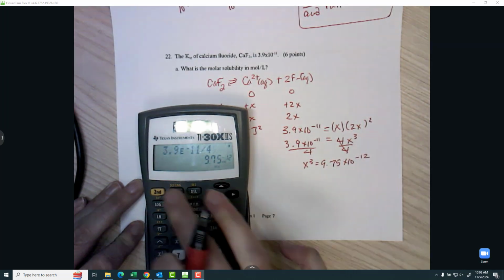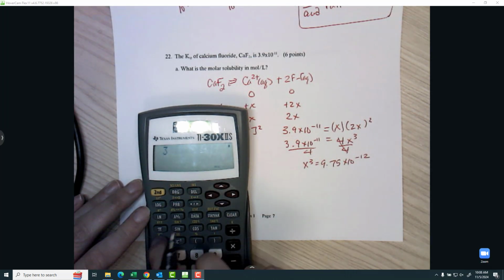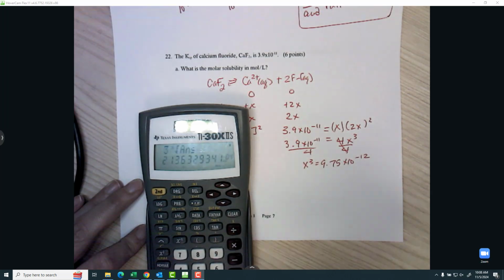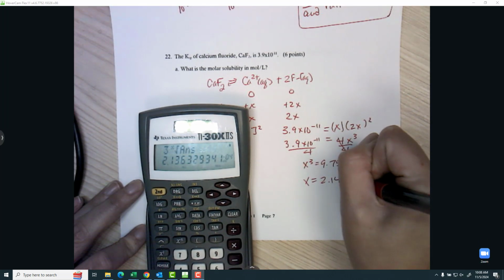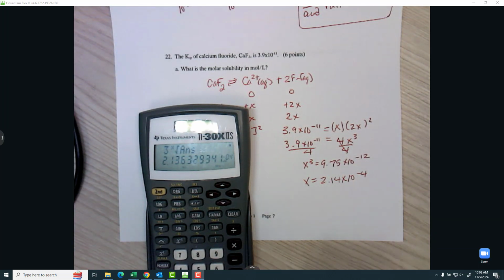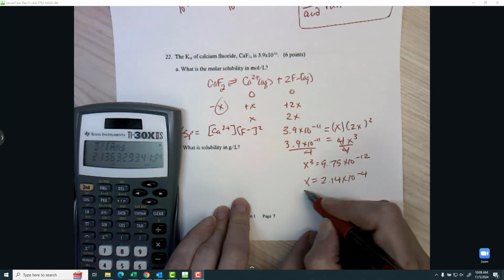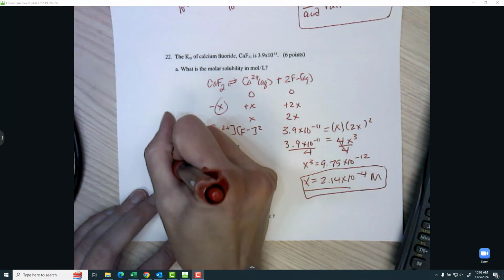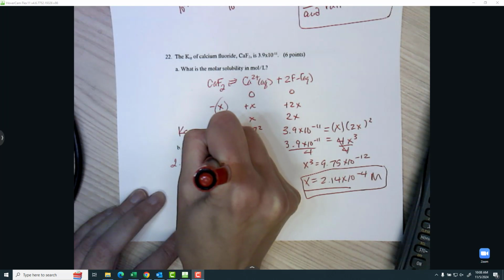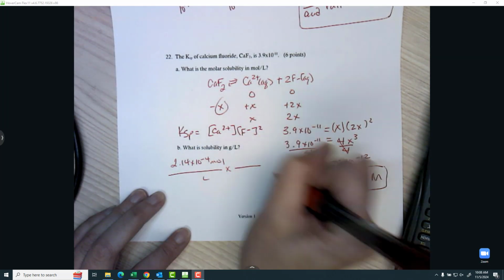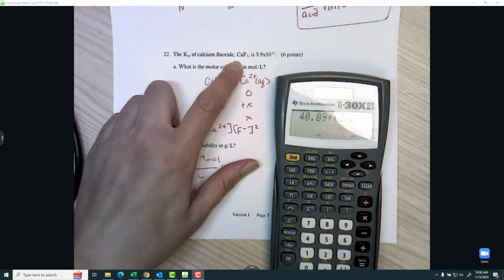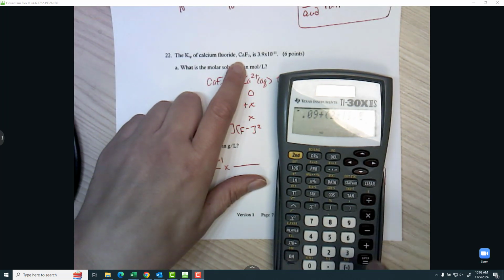I'm going to do that with a 3 and then the x root button, but you could also do it to the 1/3 power. And I get 2.14 times 10 to the minus 4th molar. So the molar, this is the molar solubility. This is how much calcium fluoride would dissolve, so I'll put the molarity unit on it. Then to get my grams per liter solubility, I will just need the molar mass. Calcium and 2 fluorines.